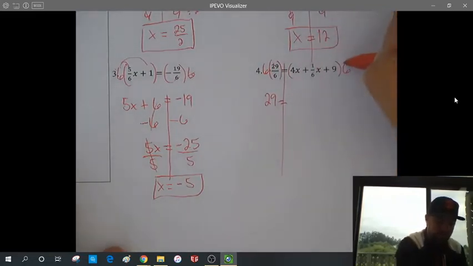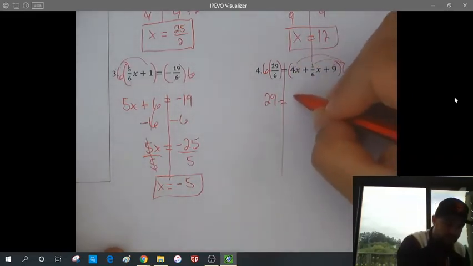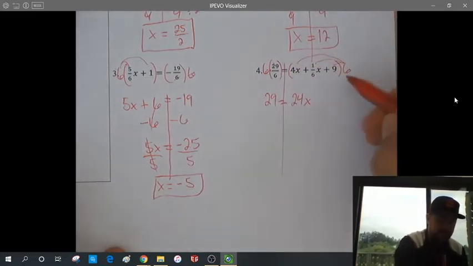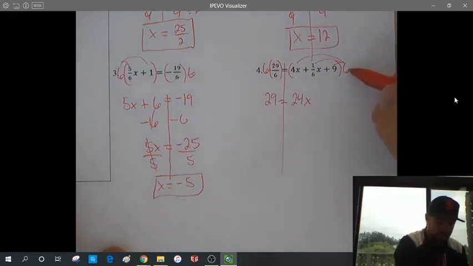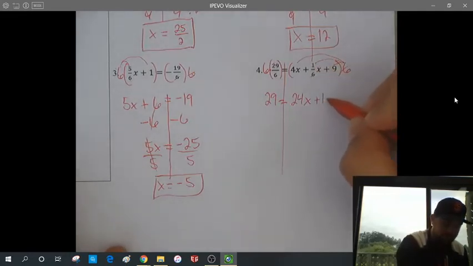Here I have 3 terms that all need to be multiplied by the 6, so it's kind of like a big distributive property. So 6 times 4x first, that's going to make 24x, no denominator to reduce that 6 down. Here the 6 and the 6 are going to cancel each other and just leave a 1x. And then we have 6 times 9, which is 54.